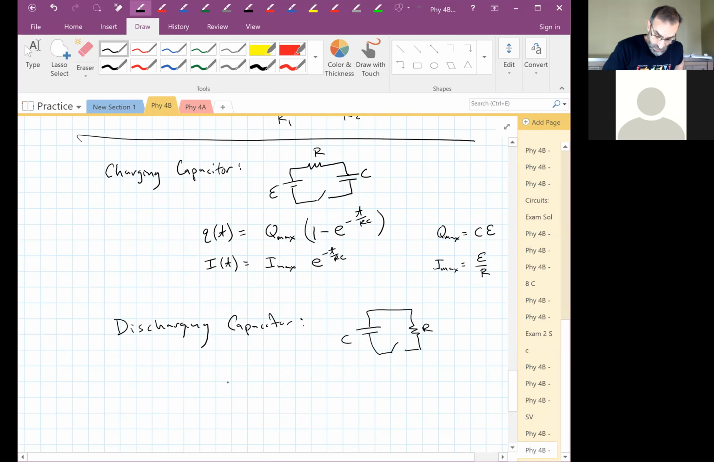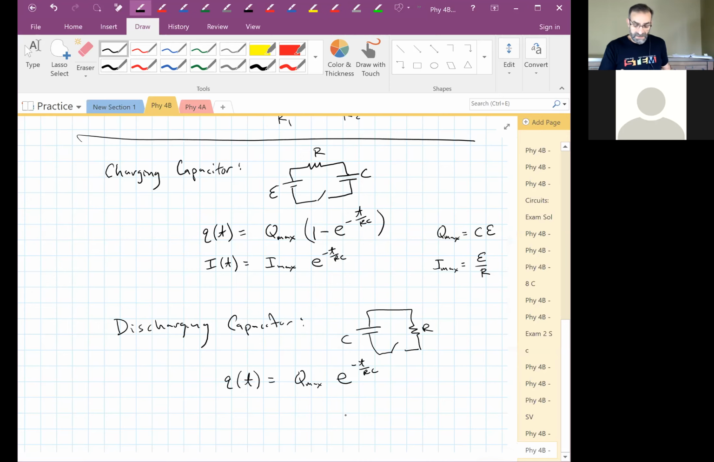the Q charge on the capacitor as a function of time has a different formula, right? One of them starts at 0 and goes to maximum value at t equals infinity. In this case, it starts at maximum value and goes to 0 as t goes to infinity, right? So one goes up, one goes down. This is equal to Q max e to the minus t over RC. So when t is 0, we get Q max, and when t goes to infinity, we get 0 for the charge on the capacitor. What's the current?